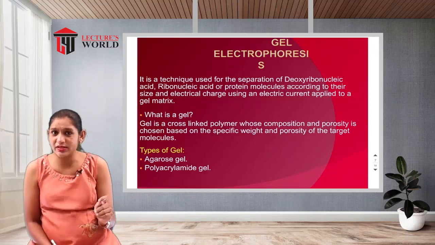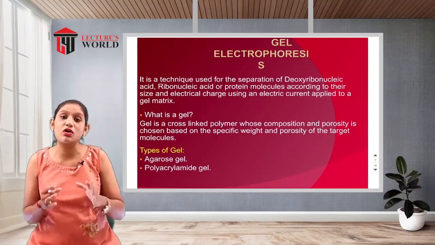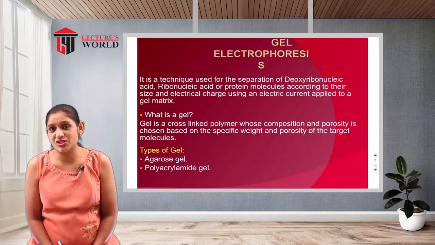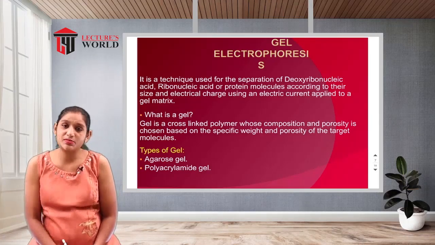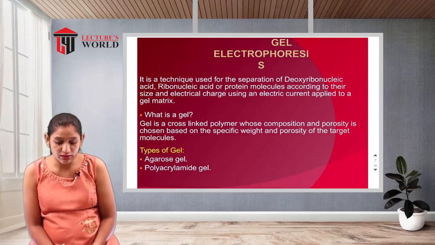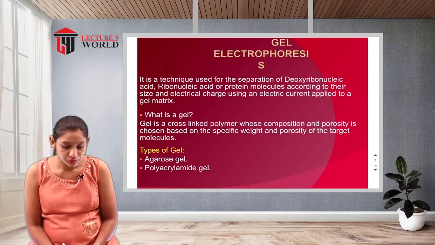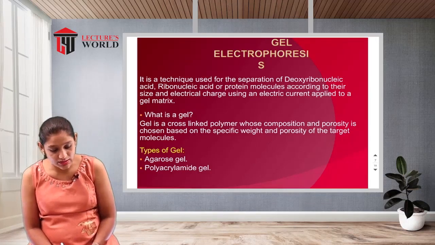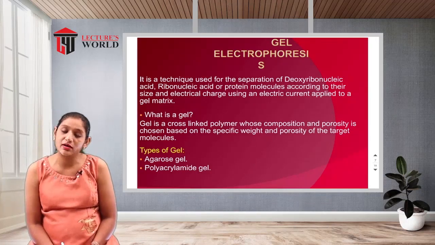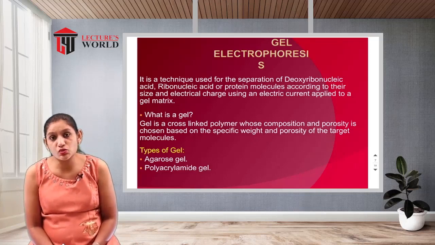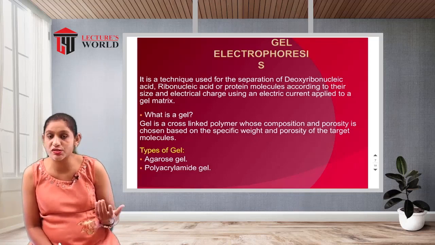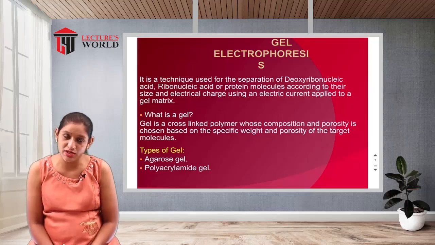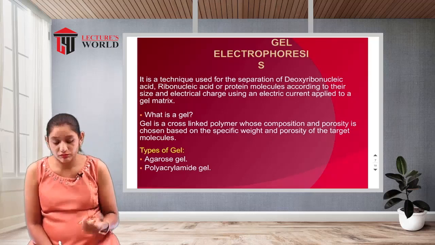What is porosity? It depends on the concentration of the gel. What concentration of gel we take is most important for the porosity for the target molecules. Types of gel: how many types of gels are there? Agarose gel and polyacrylamide gel. These are the two types of gel used in gel electrophoresis. Now we are aware of the gel. Next one.